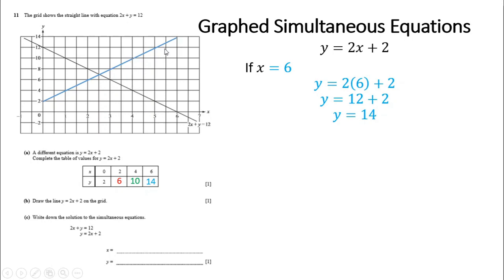Okay, now that I've graphed that line, write the solution to the simultaneous equation. You don't need to do all this algebraic working down here. You've got this line graphed for you already. 2x plus y equals 12 is this one here. And y equals 2x plus 2 is this blue one that I just did here. And the solution to the simultaneous equation is the x and y point. So that's why we've got an x and y answer, the xy coordinate that is on both lines at the same time. And that is right here, which makes me happy.